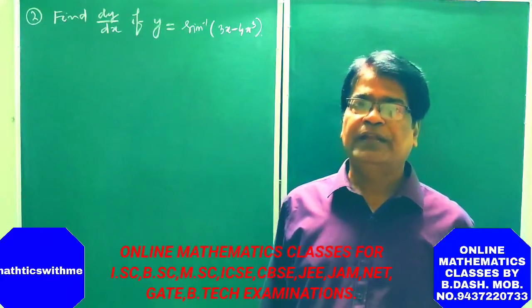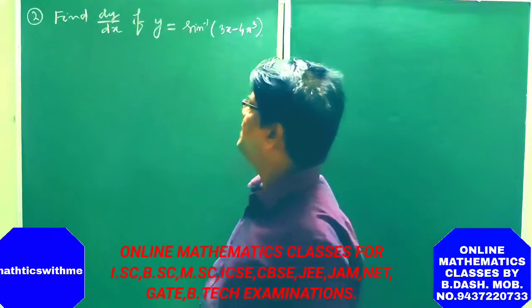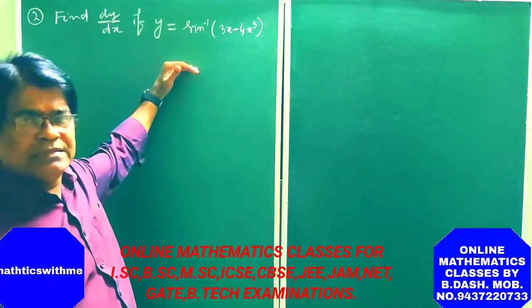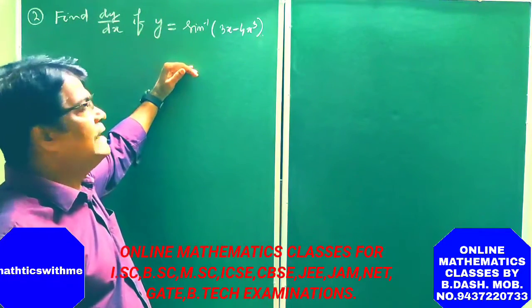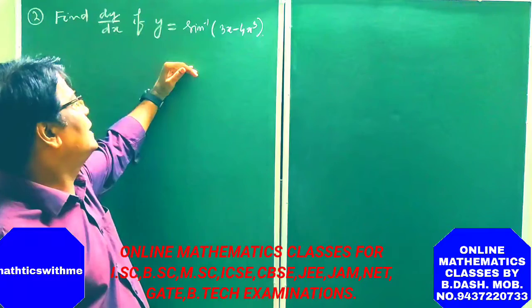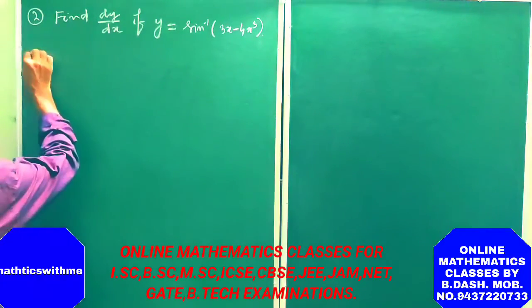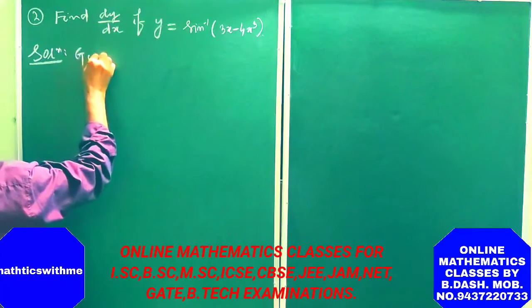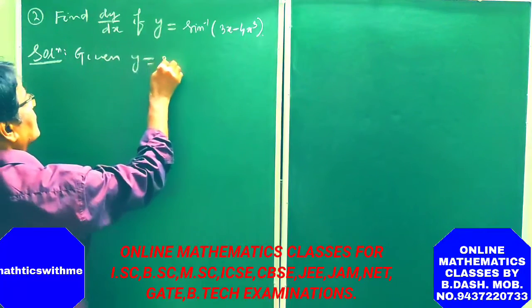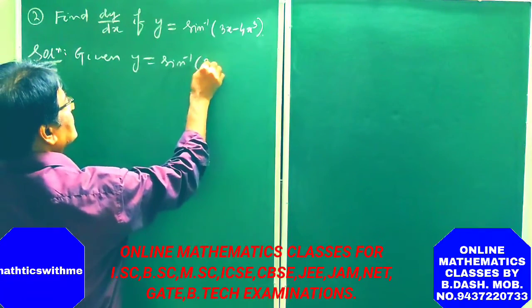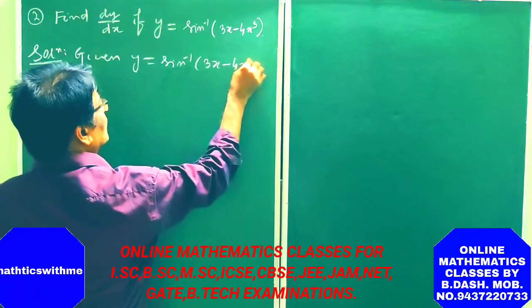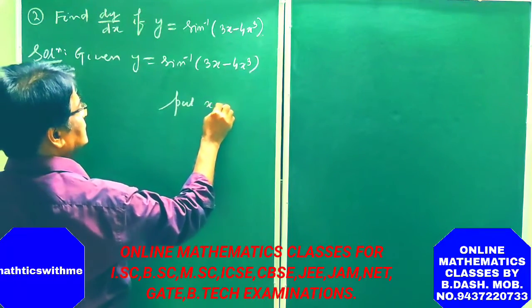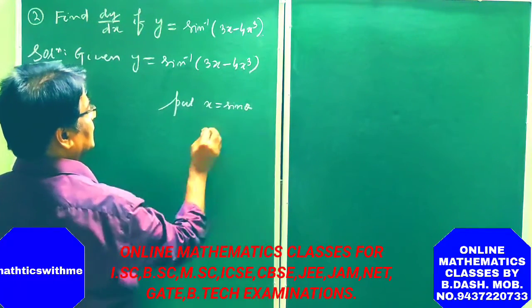Our next question is find dy by dx if y is equal to sin inverse 3x minus 4x cube. So here we have to find dy by dx using a suitable substitution. Now solution. Given y is equal to sin inverse 3x minus 4x cube. So here put x is equal to sin theta.